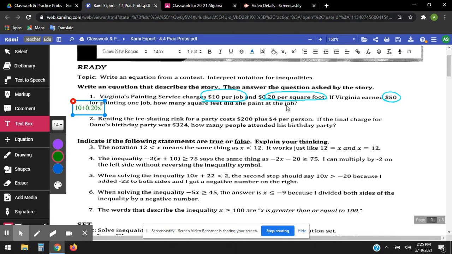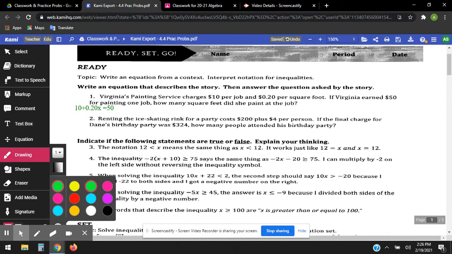And if we're testing out to see what it does with a specific job, we're going to put equals 50. Okay, so there's my equation. $10, notice I had to put this as 20 cents. So $10 to show up, 20 cents for every square foot, and a specific job was $50 total. So now I need to solve this for x.